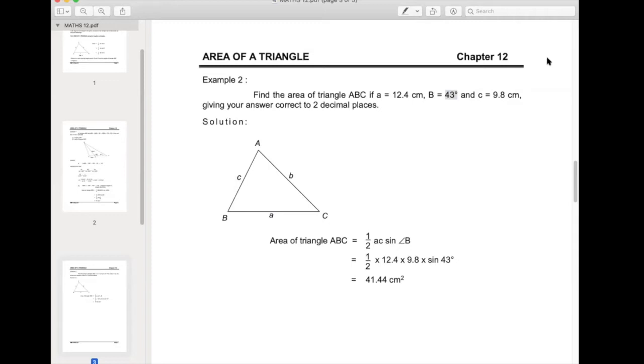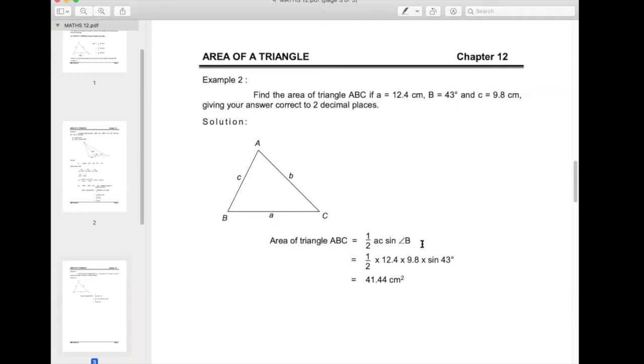Okay, so I'm at a textbook right now. Example 2, chapter 12, this is the last chapter for y'all, for some of you who just joined. And then C will be 9.8. So giving your answers to 2 decimal places, we use the area of triangle: area of triangle is half AC sine B.